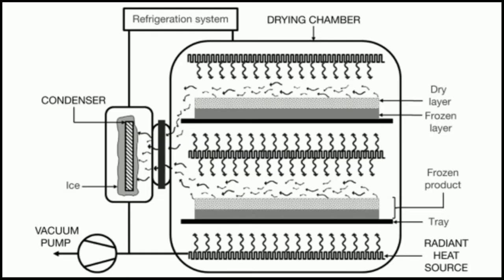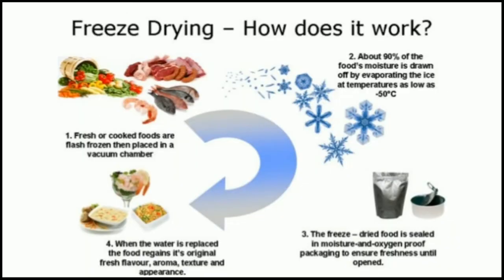So in this picture, you can see the mechanism of freeze drying. Freeze drying is a low temperature dehydration process and it involves freezing of the product, lowering the pressure and then removing ice by sublimation. So this is the basic principle of freeze drying. It is also known as lyophilization or cryodesiccation.